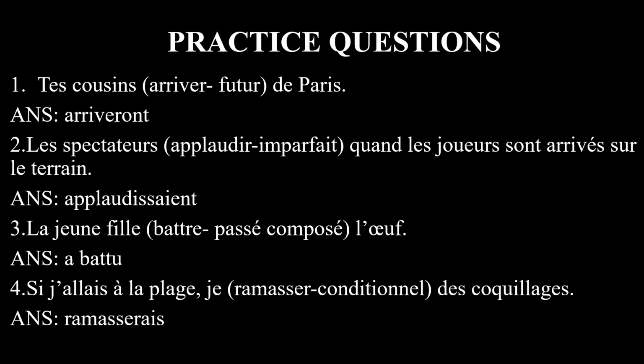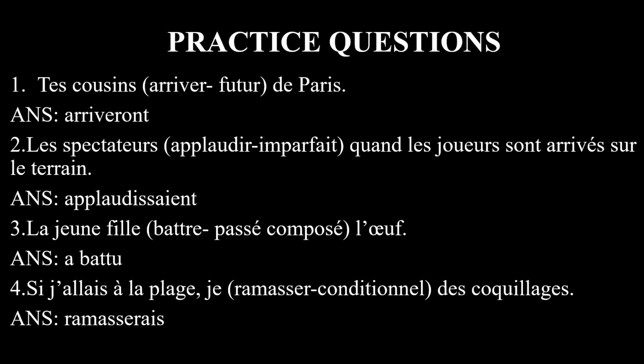The third one, la jeune fille battre, has to be done in the passé composé. So battre is an avoir verb. So you would conjugate avoir for elle, which is a, and then you have to change battre into its participle. RE verbs form their participle by substituting the re with u. So it becomes a battu.